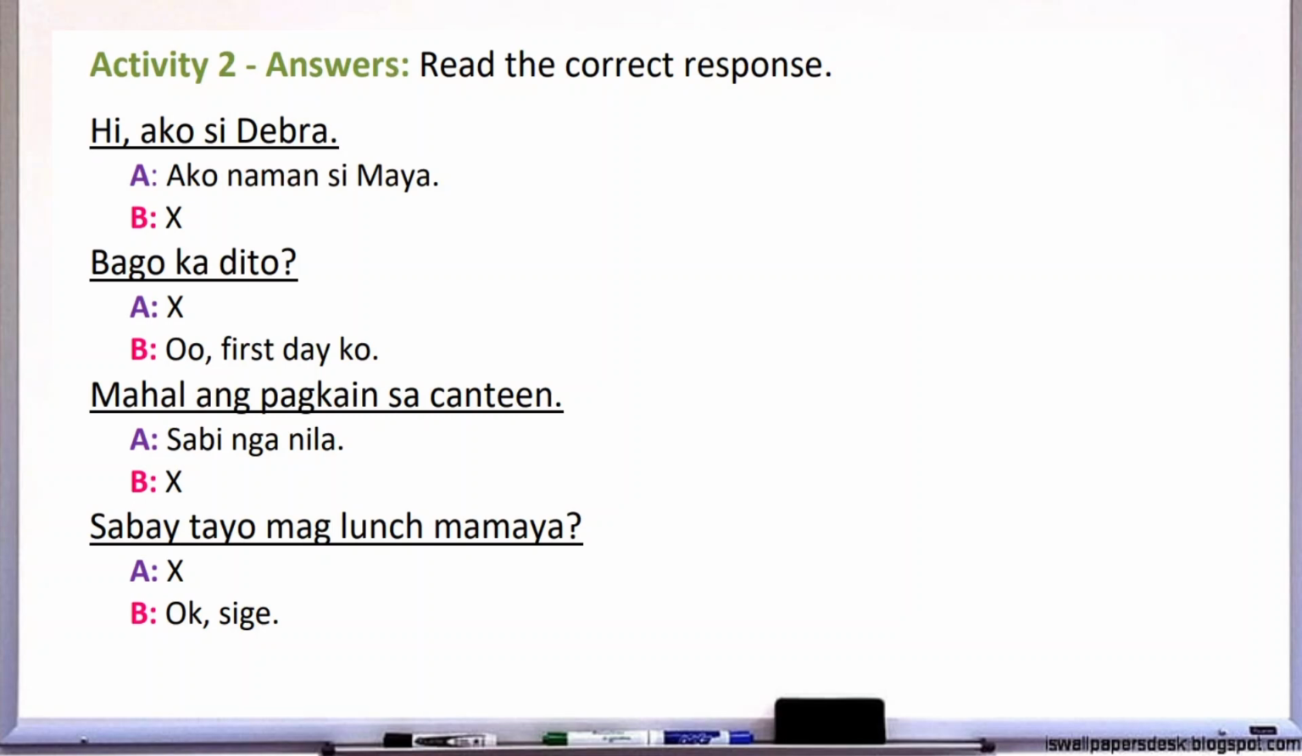Ako naman si Maya. Oo, first day ko. Sabi nga nila. Okay, sige.